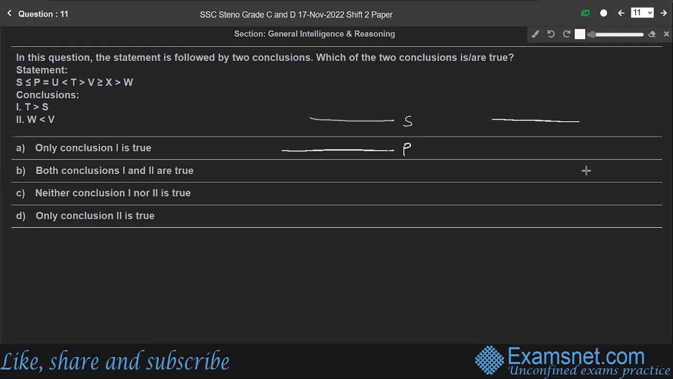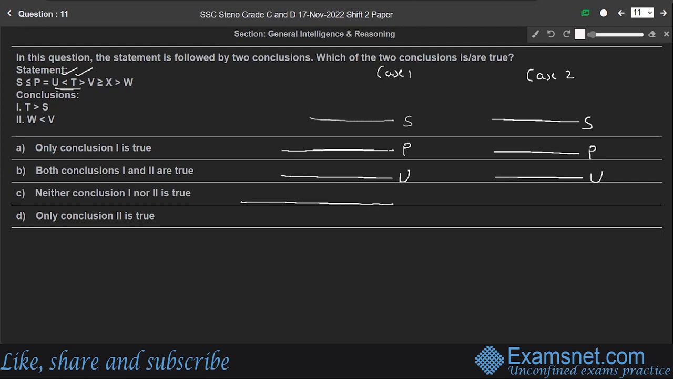So we'll consider one more case, right? So case 1 and case 2, right? So in which S is less than P or equal to P, right? And going further, P is equal to U. So we'll consider line U, which is equal to P in both the cases, right? P and U are equal. And U is strictly less than T, right? According to the statement, U is less than T. So we'll draw a greater line T in both the cases. U is less than T.